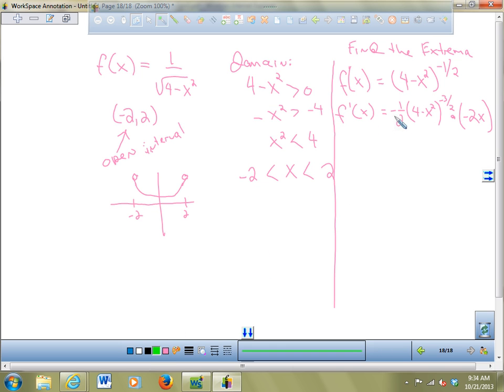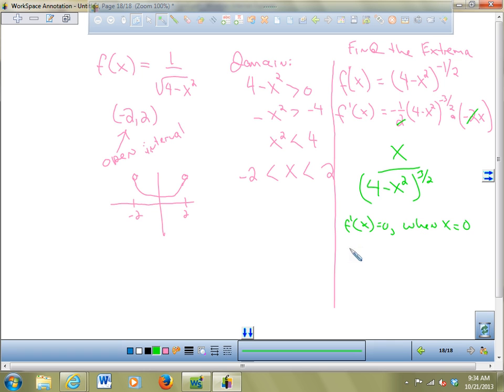And then it looks like I could cancel a negative with a negative. I could cancel out a 2 with a 2, and I end up with a positive x over 4 minus x squared raised to the 3/2, right? Okay. First of all, where is f prime of x equal to 0? You just set the top equal to 0, when x equals 0. So that's a critical value. We're going to explore what's happening there.